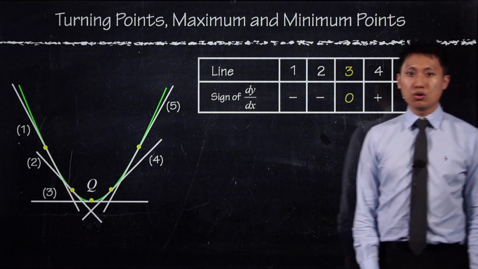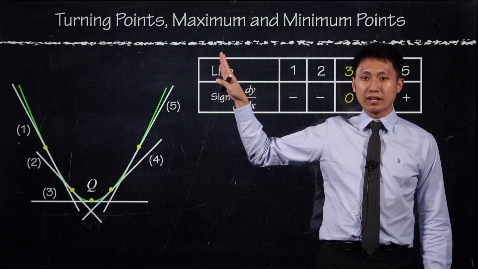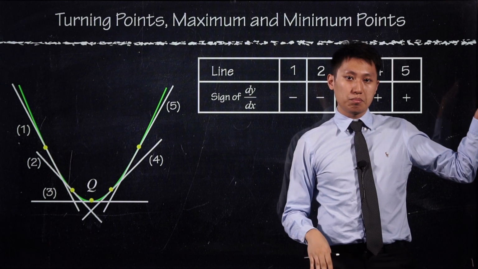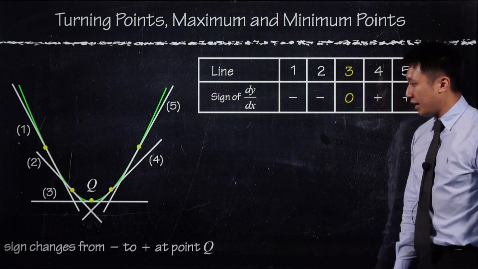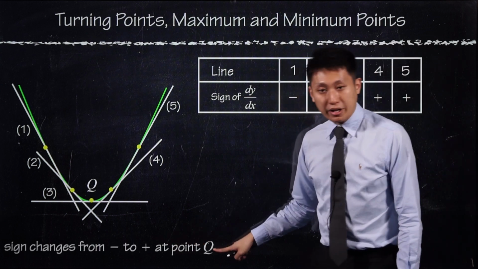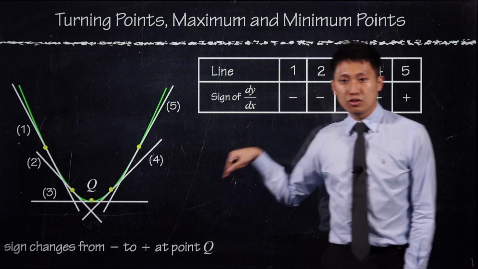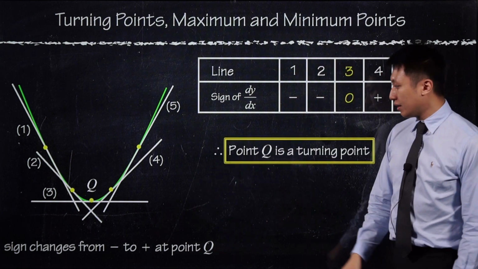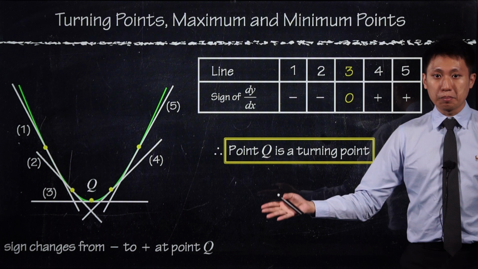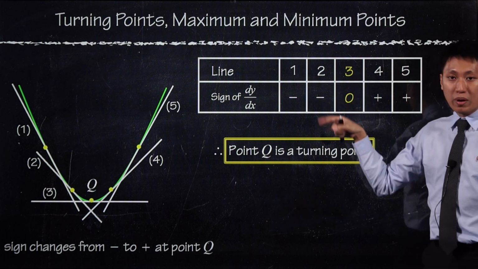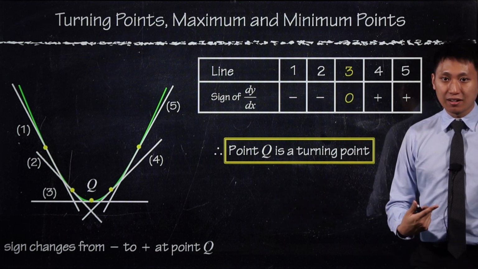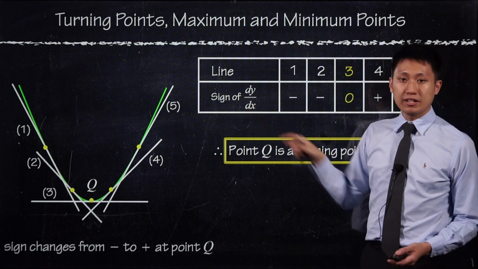Okay, you just need to know which way. This one means what? Negative. This one means positive. Great. Then it changes sign at point Q from negative to positive. So point Q is a turning point because that's the point where it changes the sign of dy/dx.